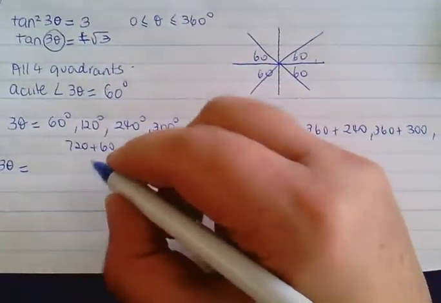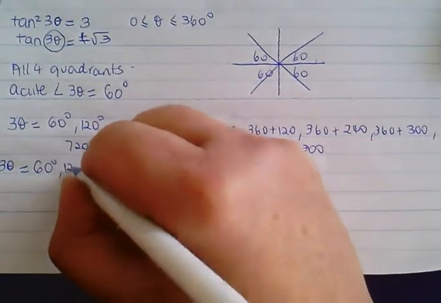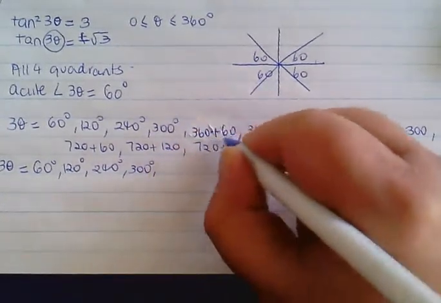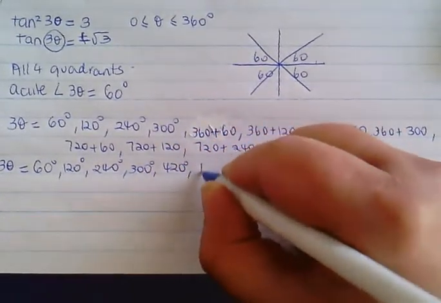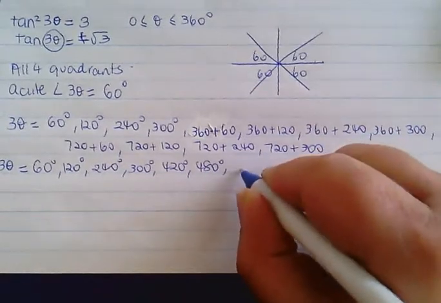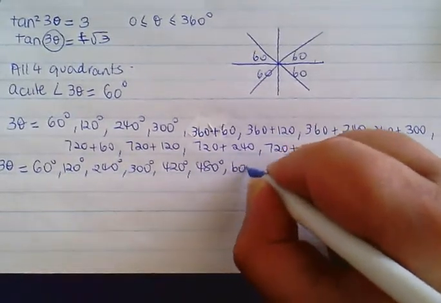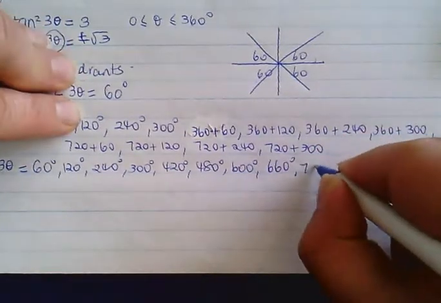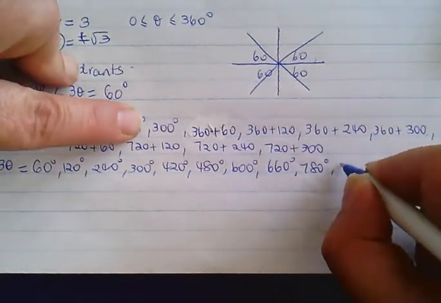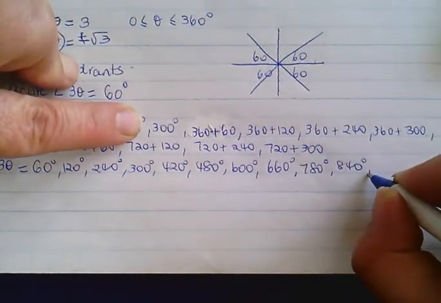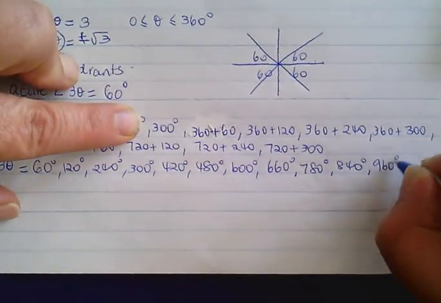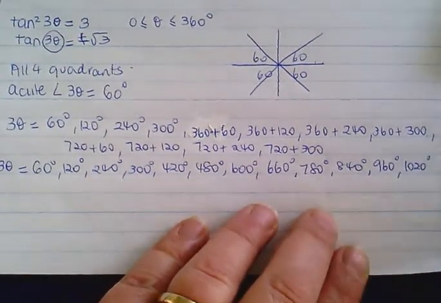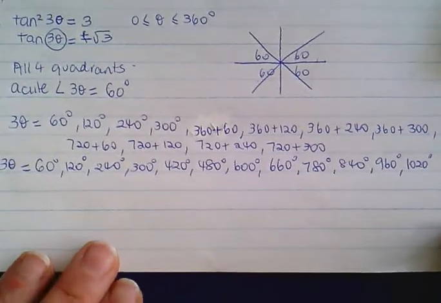So what have I got? 3 theta is 60, 120, 240, 300, 420, 480, I hope, 600, 660, 780, 840, 960, and 1020, yeah? They're the 3 thetas.